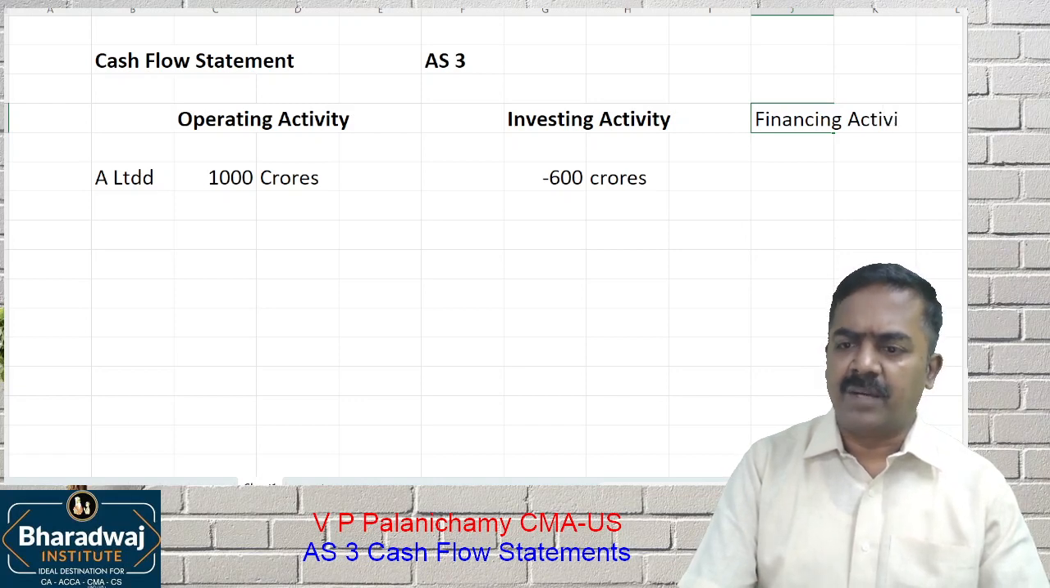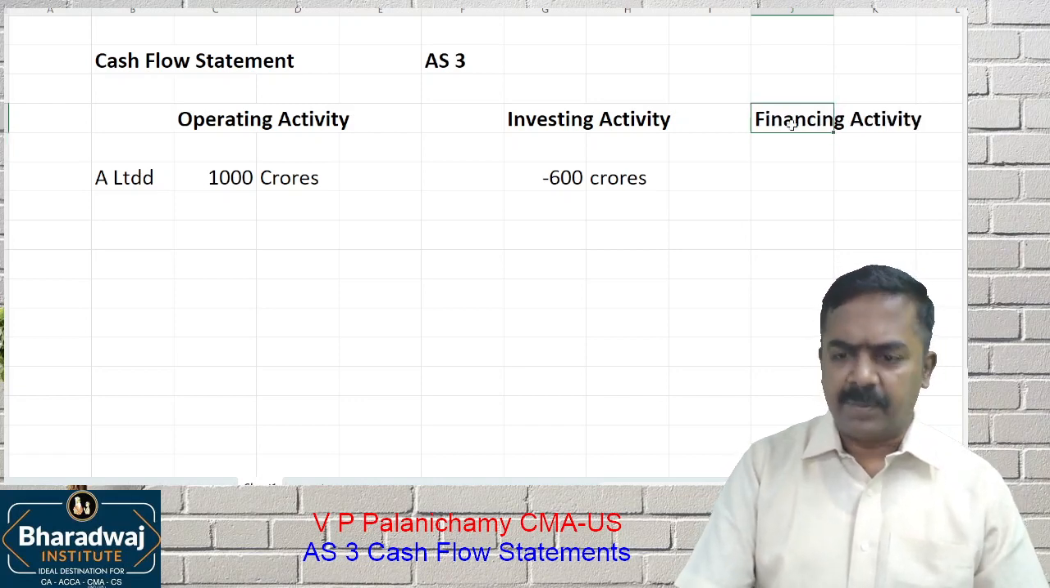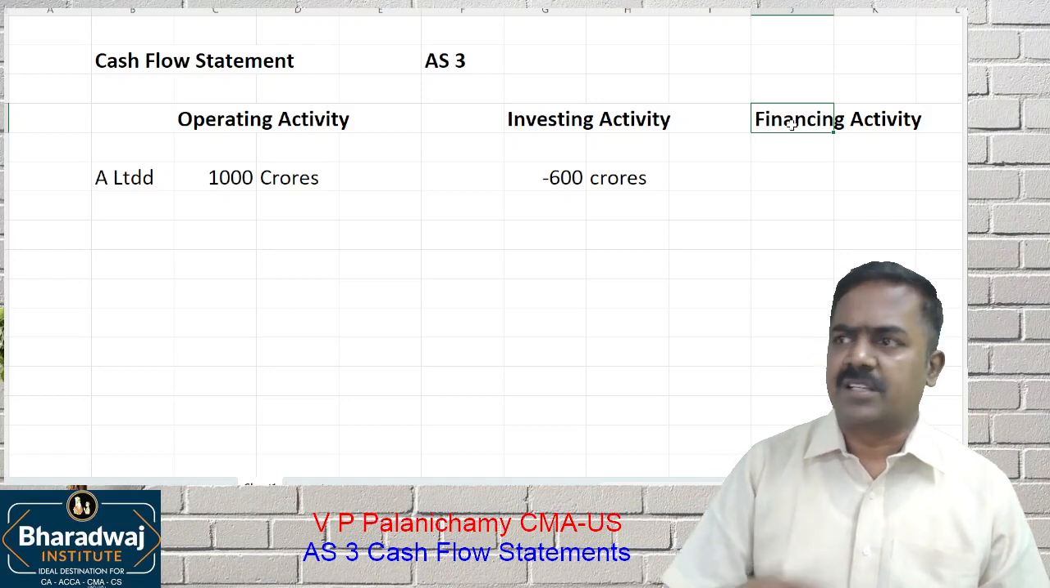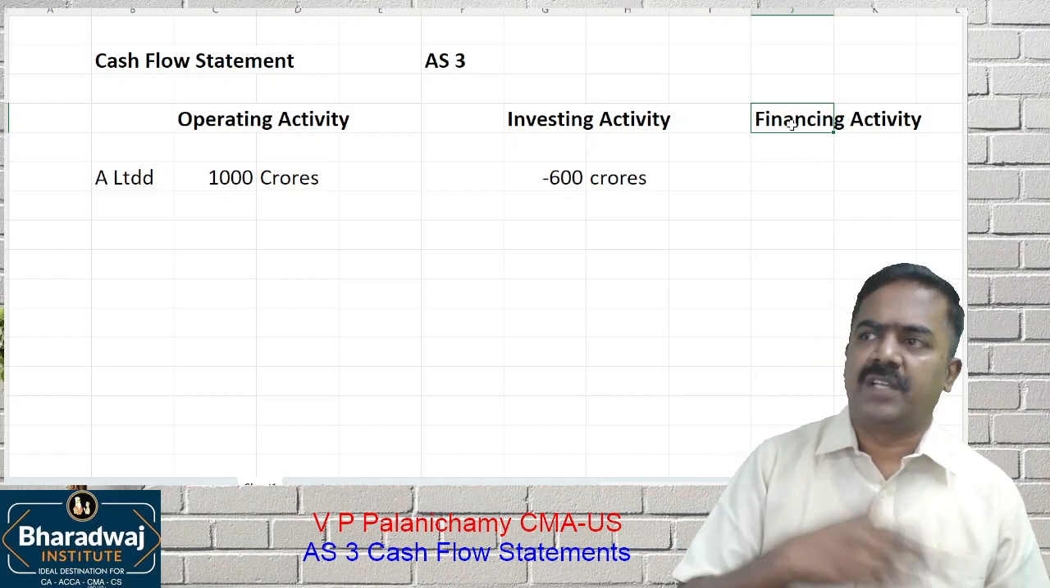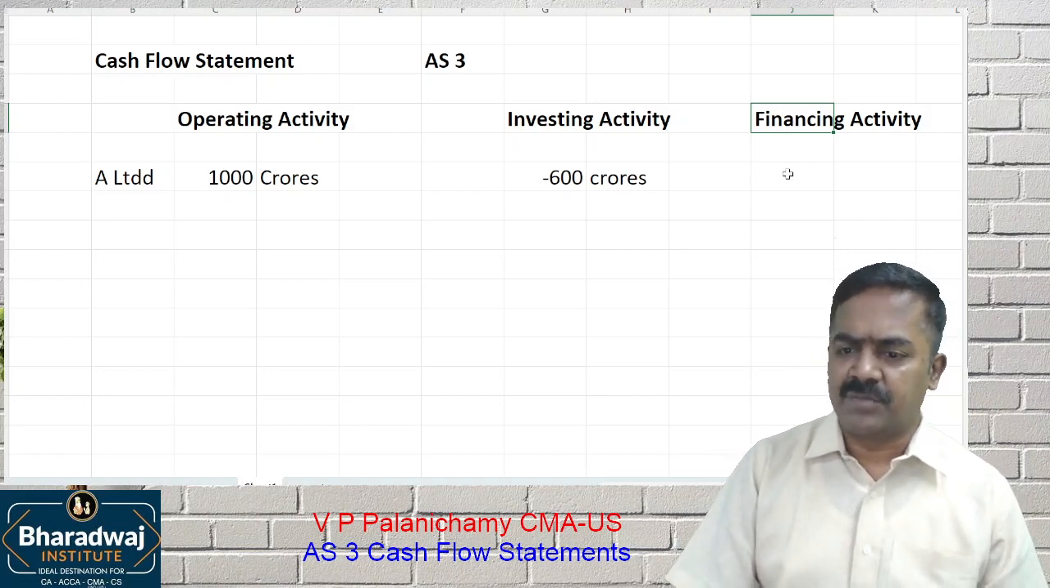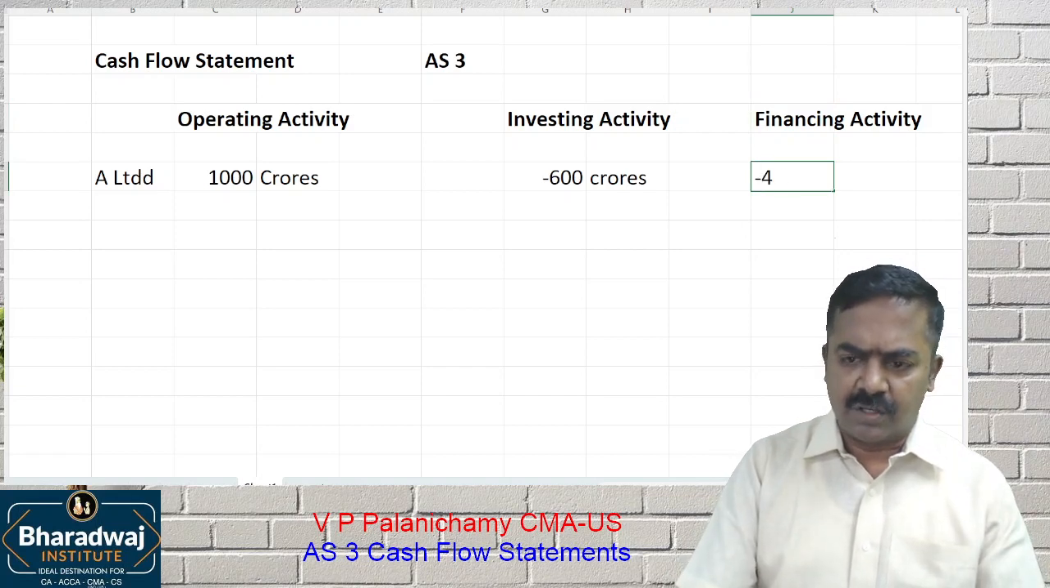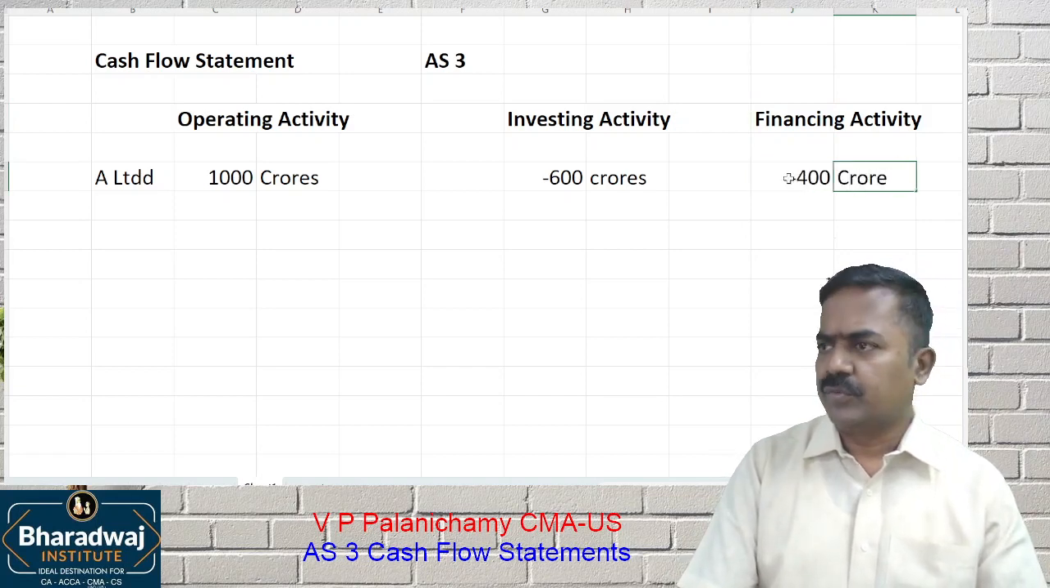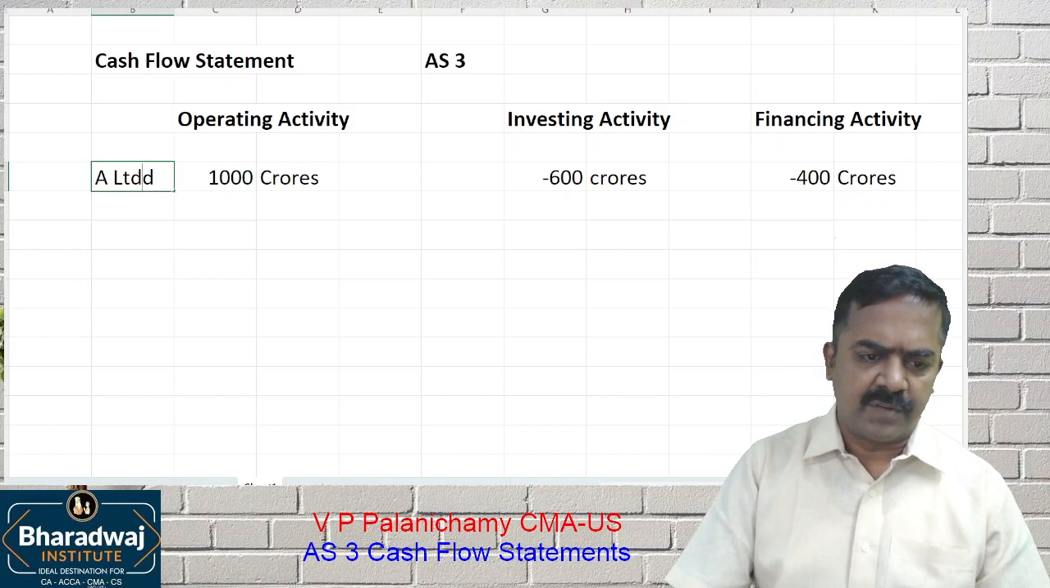This has to do with liabilities, like borrowing or repaying loans, interest payments, dividend payments, issue of shares, redemption of shares, buyback of shares, and the money. They used 400 crores. How much? 400 crores. This is for A Limited.